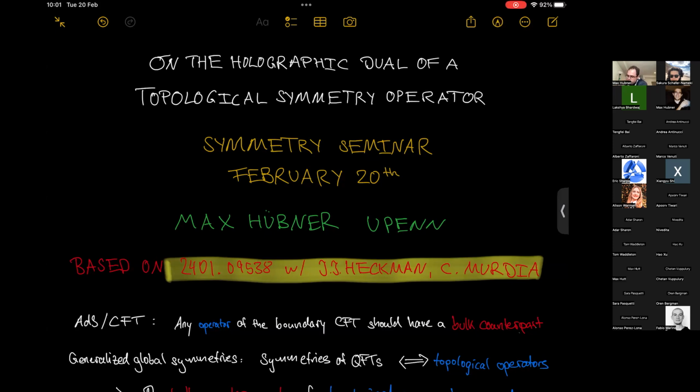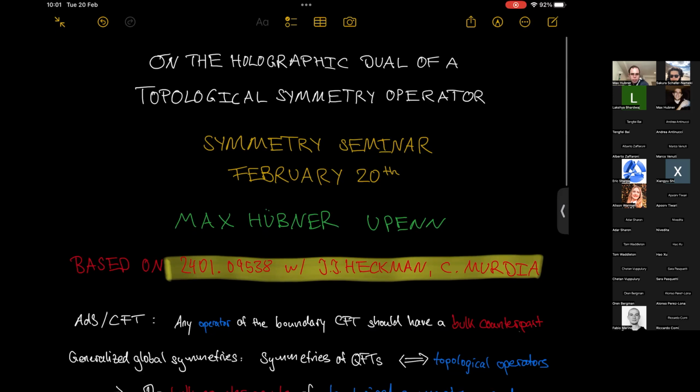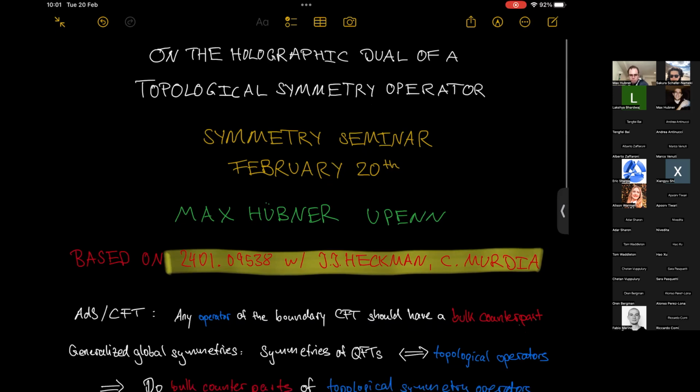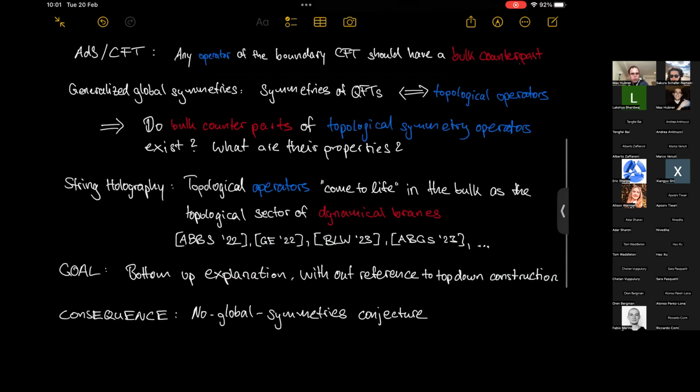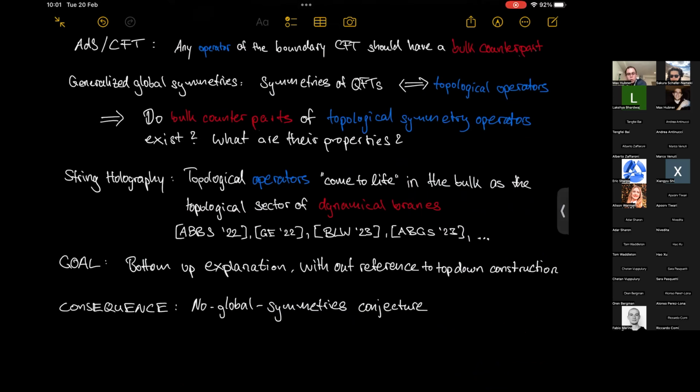So this talk is going to be string theory motivated. Okay, I'm having some lag in the transmission. There we go. So this talk is going to be theory motivated, but not at all about string theory. Rather, it's going to sit at the intersection of holography and generalized global symmetries.